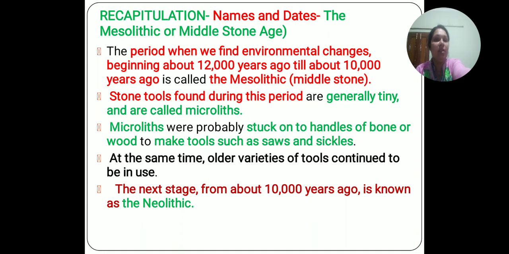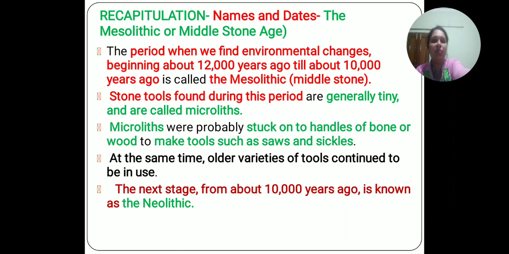Microliths were probably stuck on handles of bones or wood to make tools such as saws and sickles. So these microlith tools were made with handles of bones or handles of wood, and after having the handles, these small tiny stones were used like a tool, such as saws and sickles. At the same time, an older variety of tools continued to be in use. So the Old Stone Age tools and the Middle Stone Age tools were both in use.